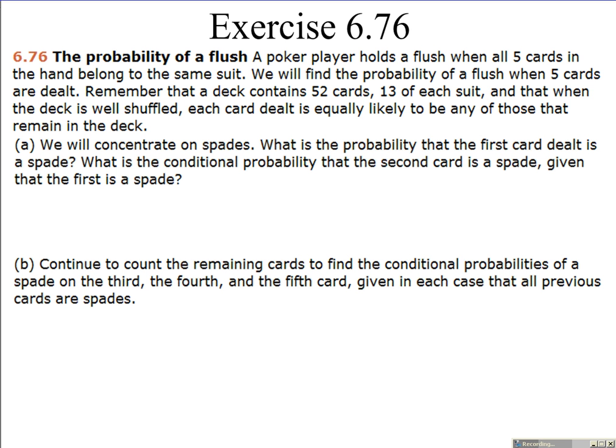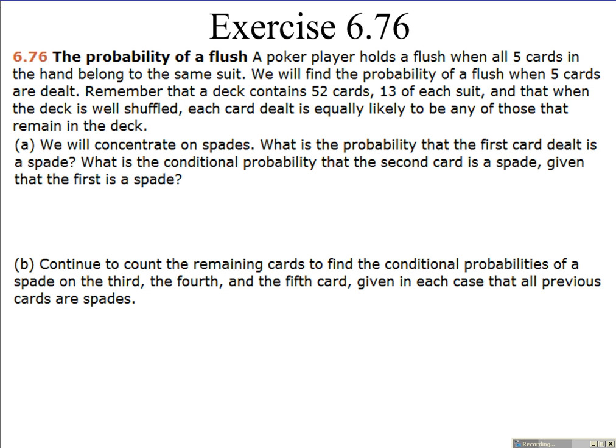A poker player holds a flush when all 5 cards in the hand belong to the same suit. We will find the probability of a flush when 5 cards are dealt. Remember that a deck contains 52 cards, 13 of each suit, and that when the deck is well shuffled, each card dealt is equally likely to be any of those that remain in the deck. We will concentrate on spades. So we're only talking about a spade flush here.